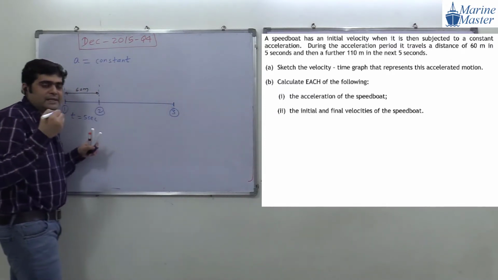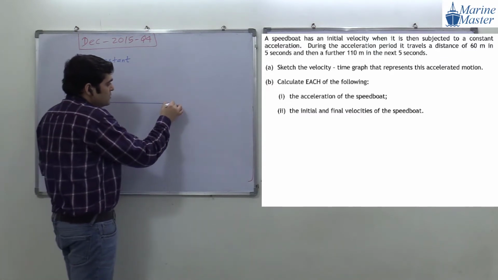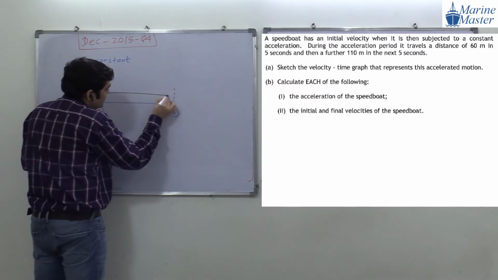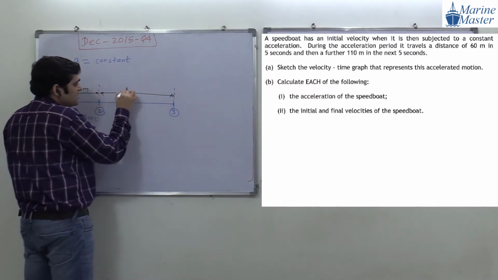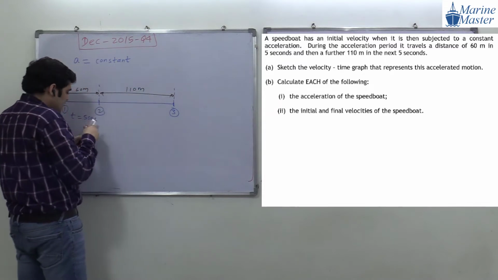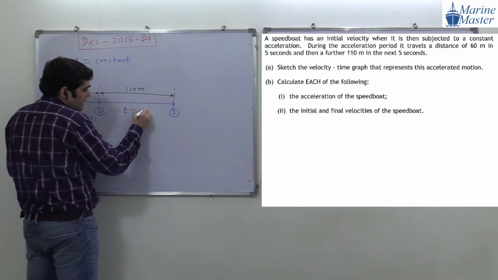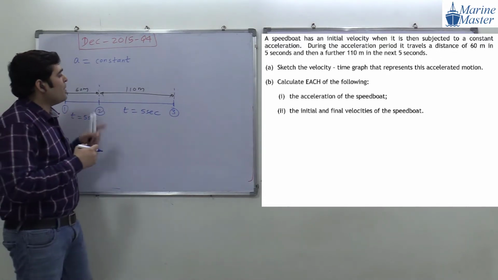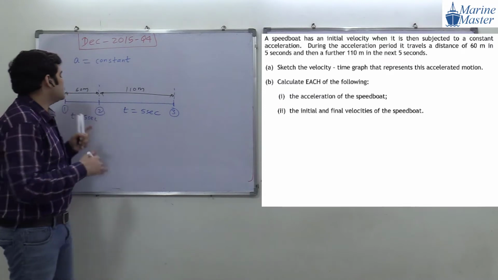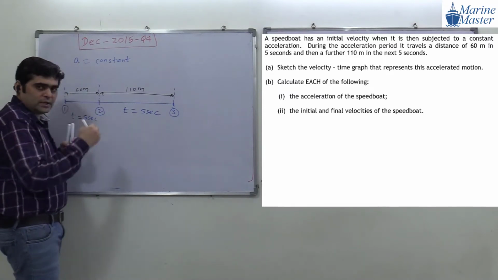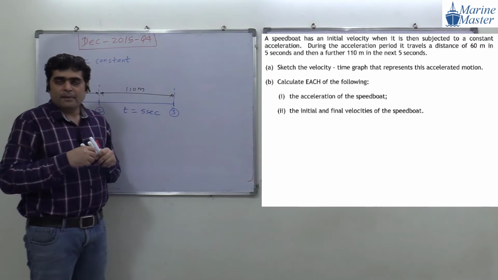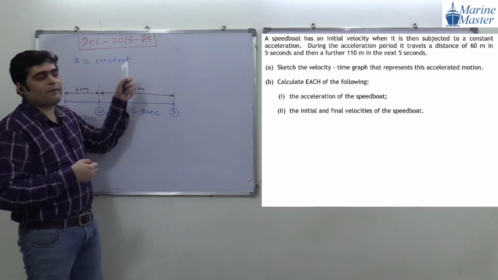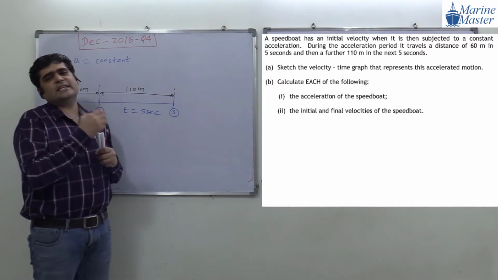Then 2 to 3 distance is how much? 110 meter. And this is covered in again 5 seconds. And why is the distance different here? Because the velocity in the initial 5 seconds is lower compared to the next 5 seconds, since the velocity is changing every second. And why is the velocity changing? Because we have acceleration.